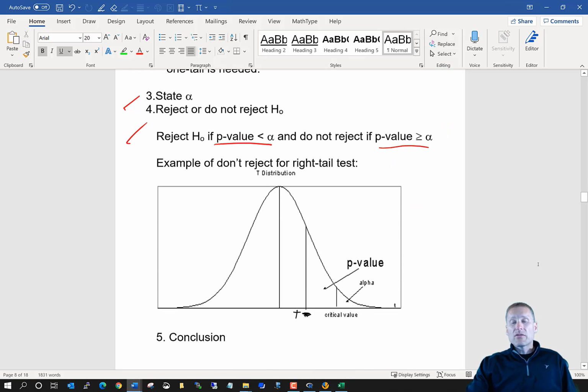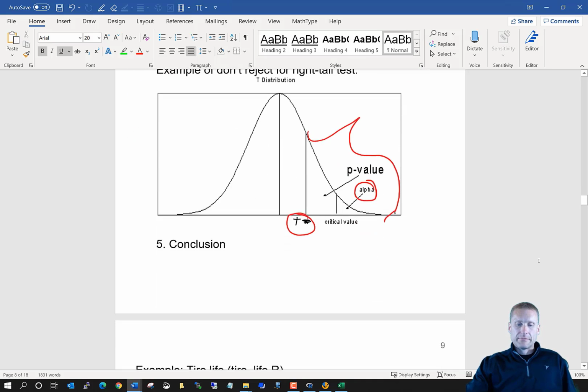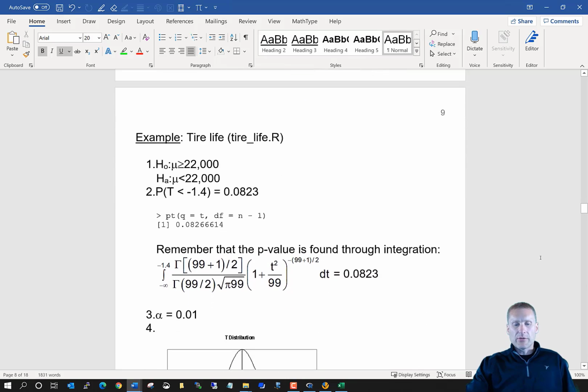And so this is how things could look for a particular right-tailed test. Notice how my t test statistic here is in more of the middle of the distribution. So I calculate this area underneath the curve. I compare it to my alpha, and we can see the p-value would be greater than alpha. And step 5, state your conclusion.